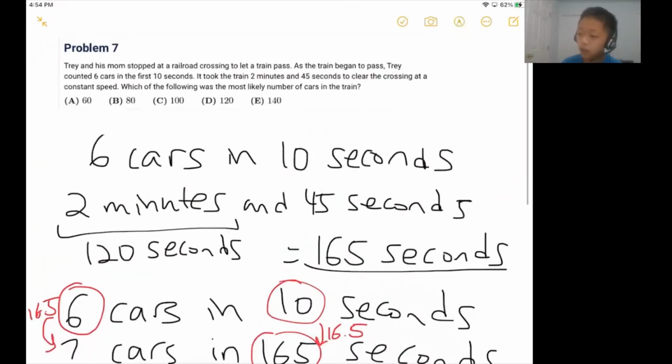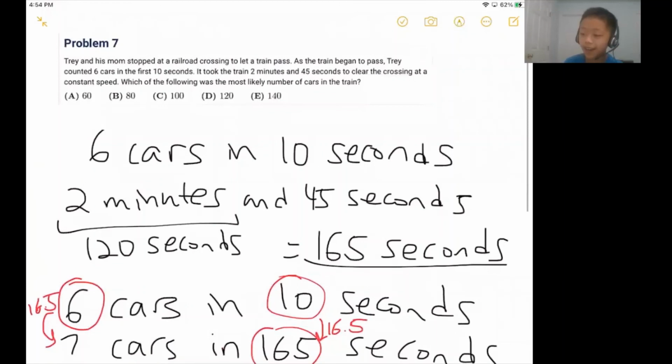Now, if you look at the choices, you won't see a 99 in the answer choices, but we don't have to panic, because if we read the question again, remember, reading the question is important. It asks which of the following was most likely the number of cars in the train. So they said most likely, not exactly how many. 99 is clearly pretty close to 100. So we can safely say the answer is C, and we would be done.